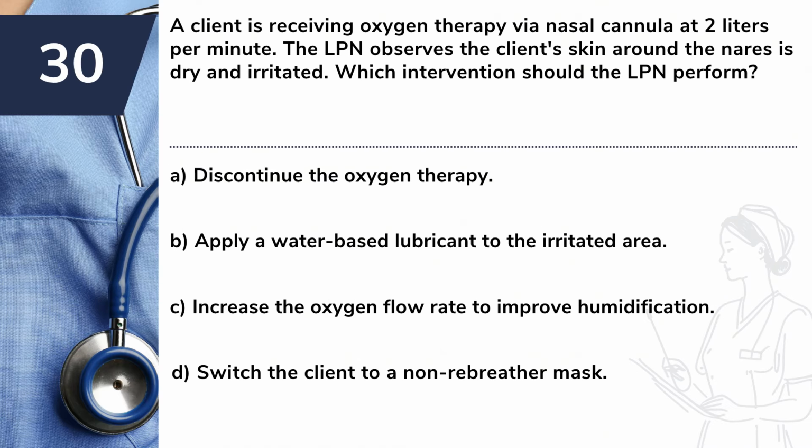Question 30. A client is receiving oxygen therapy via nasal cannula at 2 liters per minute. The LPN observes the client's skin around the nares is dry and irritated. Which intervention should the LPN perform? A. Discontinue the oxygen therapy. B. Apply a water-based lubricant to the irritated area. C. Increase the oxygen flow rate to improve humidification. D. Switch the client to a non-rebreather mask.